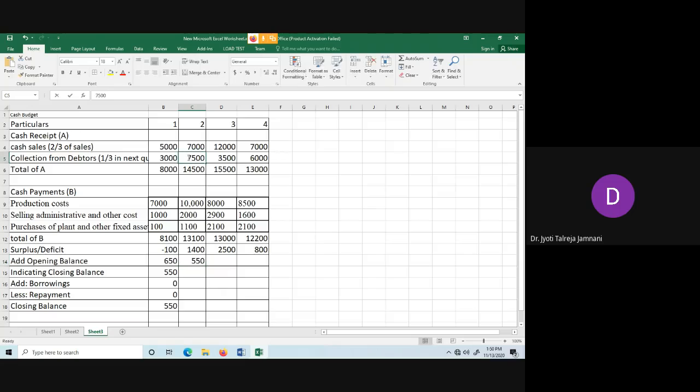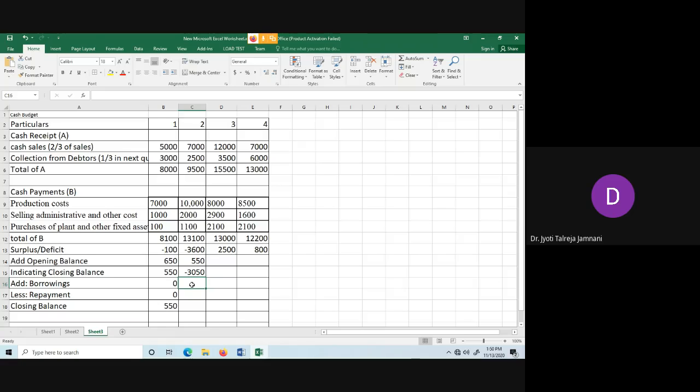Sorry, here we have made a mistake. This is 2,500, not 7,500. So you have a deficit of 3,600 in the second quarter also. So now if I do equal to sum, from the deficit, I'm removing the closing balance.